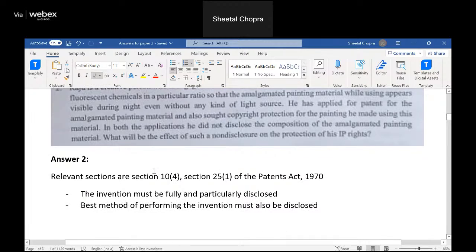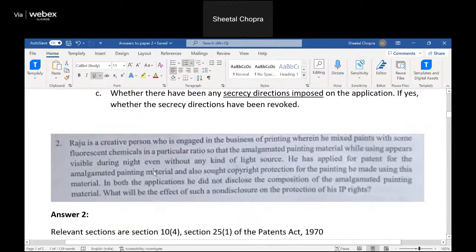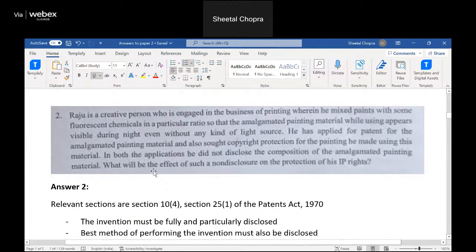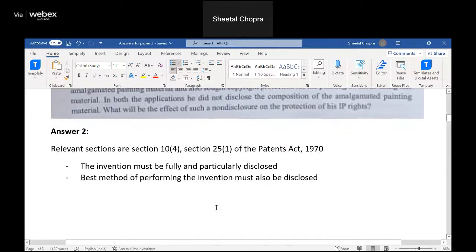So, and I've taught in the patent agent classes also to all my students, you have to make sure that you comply with Section 10(4) of the Patent Act, which means complete disclosure in the patent application is important. If there is non-disclosure, then there is a problem. So what are the problems?